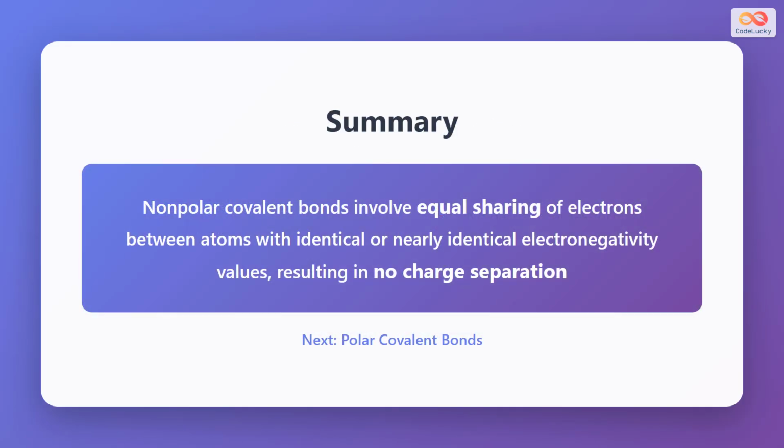To summarize, nonpolar covalent bonds involve equal sharing of electrons between atoms with identical or nearly identical electronegativity values. This equal sharing results in no charge separation within the molecule. The electrons remain symmetrically distributed between the bonded atoms, creating a balanced, nonpolar bond. Understanding nonpolar covalent bonds provides the foundation for learning about polar covalent bonds, which we'll explore in the next lesson.